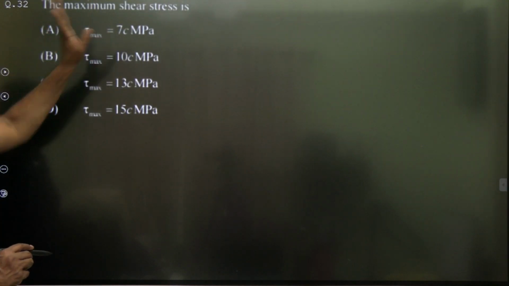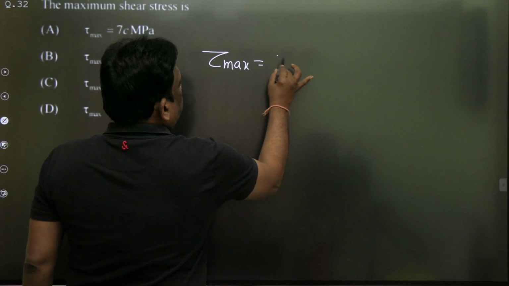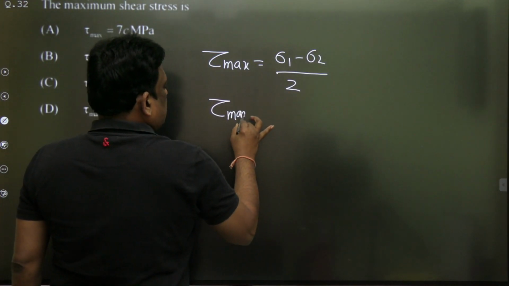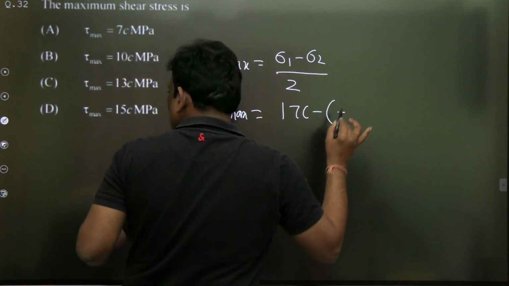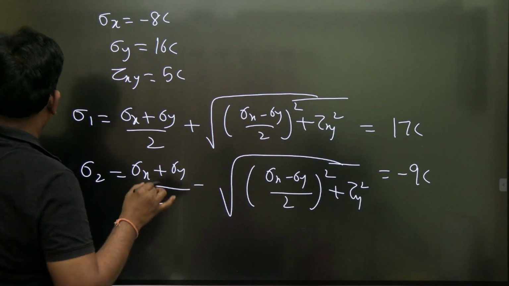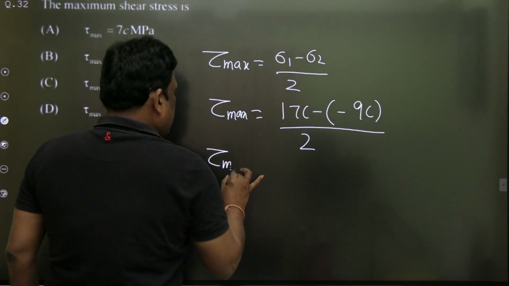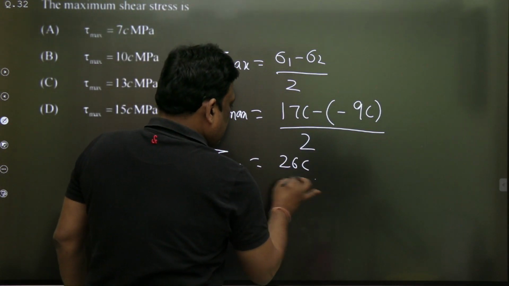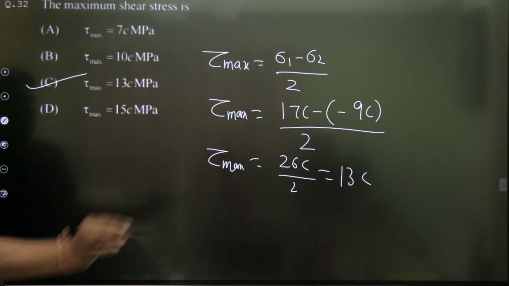Next, the maximum shear stress. Very simple. The maximum shear stress is given by (sigma 1 minus sigma 2) by 2. So sigma 1 is 17c and sigma 2 is minus 9c, divided by 2. Therefore this is 26c by 2, and this turns out to be 13c. Yes, it is 13c.